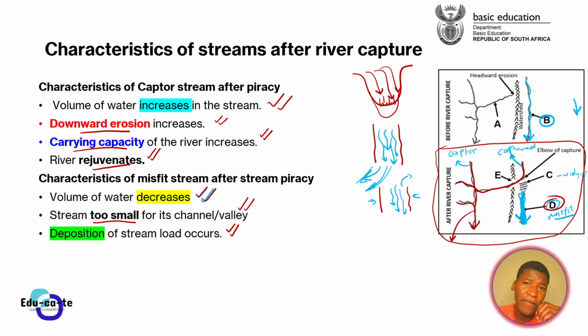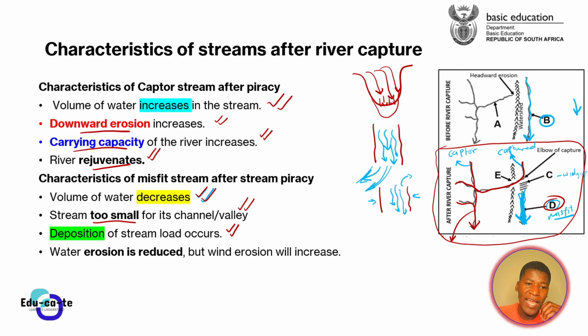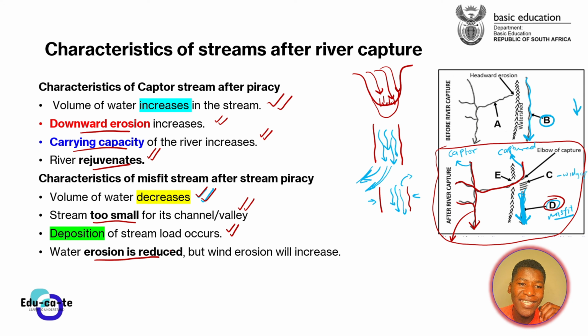Watch my video on the river profile. I emphasize again so that you understand how deposition occurs, but basically there will be deposition at the misfit stream. And then the water erosion will be reduced as well. So there will be less water erosion, but wind erosion will increase.